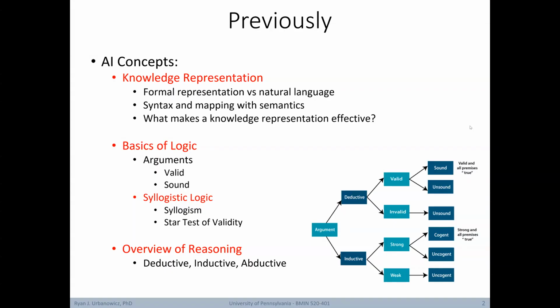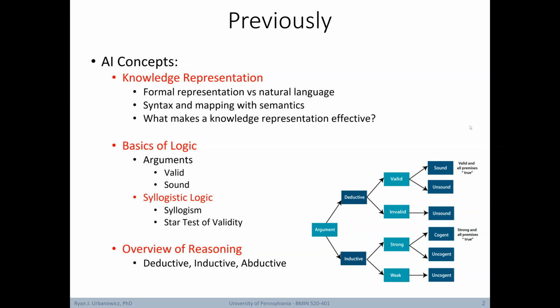In our previous lecture on AI concepts, we covered the following topics. We talked about knowledge representation, including formal representation versus natural language. We talked about syntax and mapping with semantics. And we tried to answer the question, what makes a knowledge representation effective? We also talked about the basics of logic, including arguments and what makes them valid or sound.